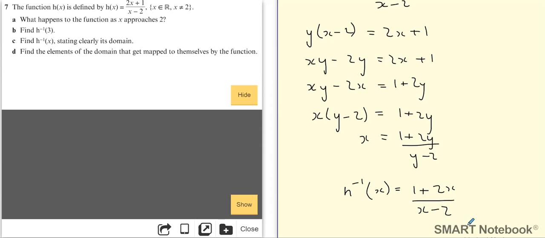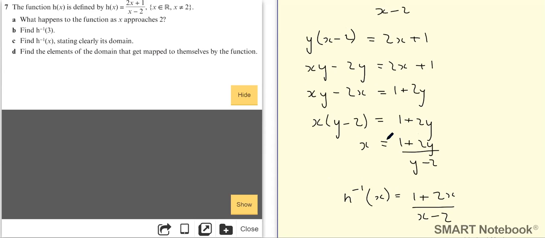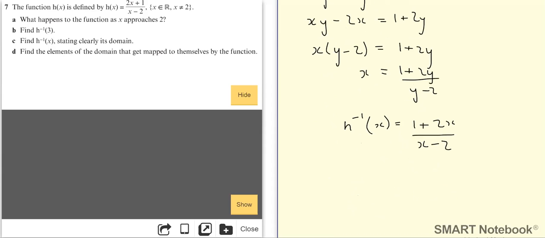Are we happy with that? Does that make sense? Right, okay, so now that's perfect. So once we've got that, I can now work out the inverse of 3 very easily. I just substitute 3 in there. 1 plus 2 times 3 over 3 minus 2. So we get 7. And that's very good, what you recognize there.